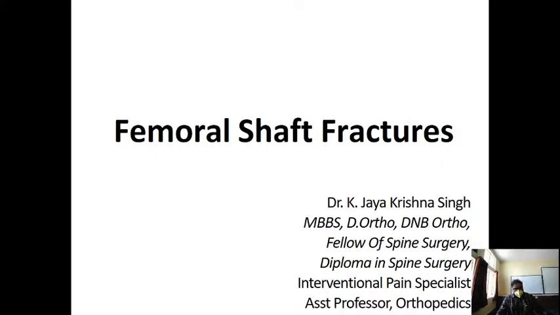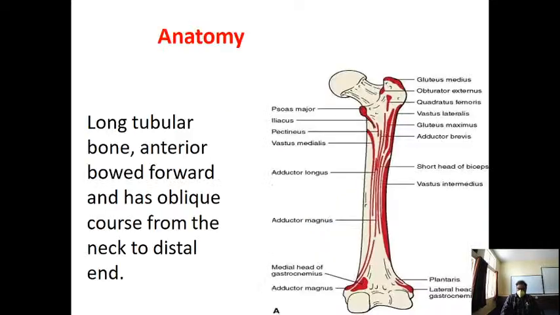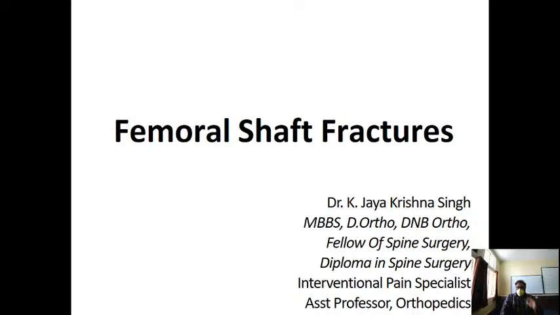Morning. Today's topic is femoral shaft fractures. It was supposed to be taken by Dr. K.J. Krishna Singh. Diving right into it.